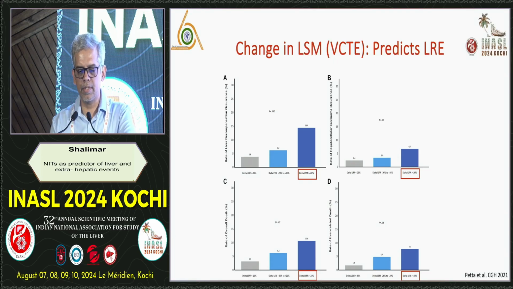About change in liver stiffness, a 20% increase in liver stiffness has been shown to be associated with increased risk of liver-related events, including death and development of hepatocellular carcinoma.